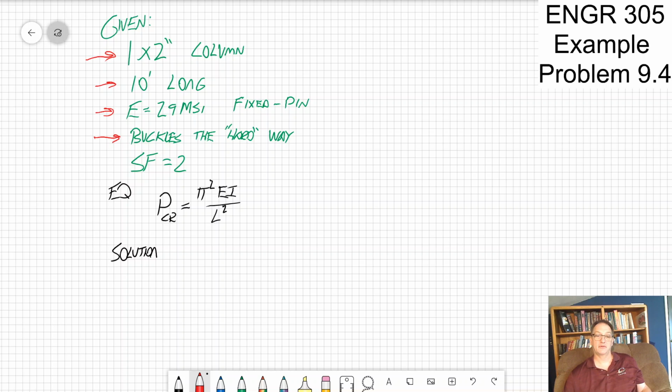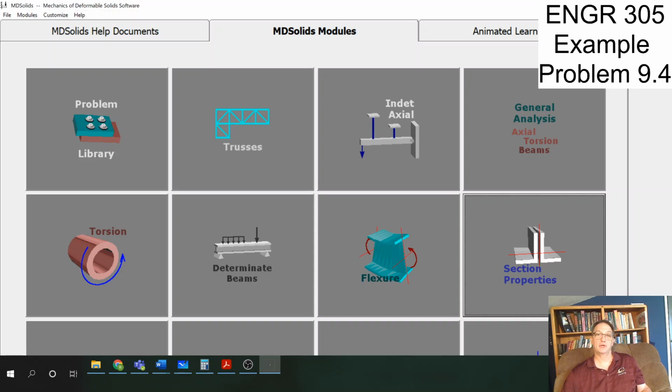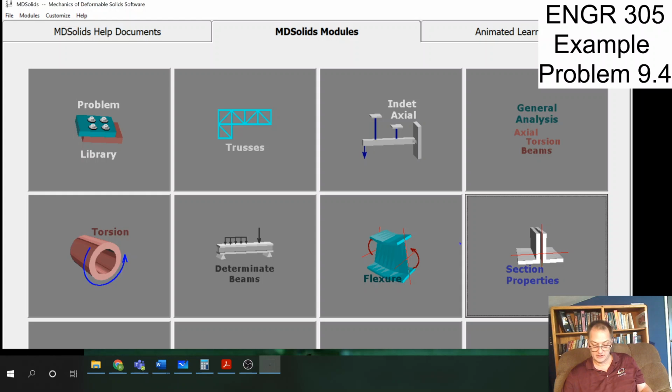And now let's start cutting through our solution. Well, kind of. I want to show you something new, and that is MD Solids. You've got it on your computer, and we've got all kinds of things we can work with here. It's so big it doesn't even fit on my screen. I think there's a whole section on columns that I can't see because it's so big.